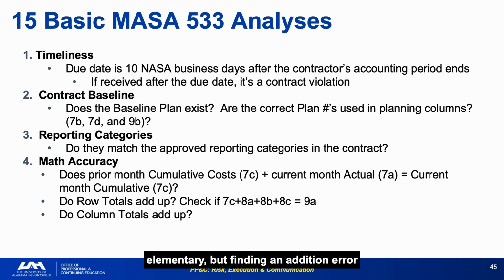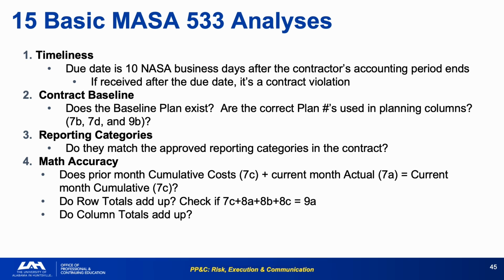Math accuracy sounds elementary, but finding an addition error in a column of contractor data is a credibility signal. It raises the question of what else in the document has not been verified. Run the math check on every 533 before accepting any numbers for analysis. A brief discrepancy found early is much less damaging than one found after you have built a presentation around the wrong figures.